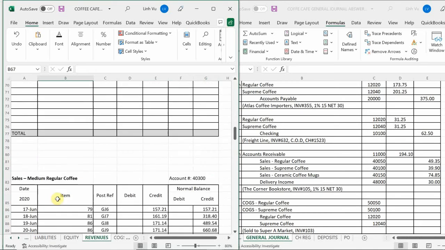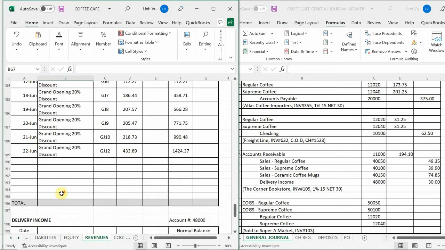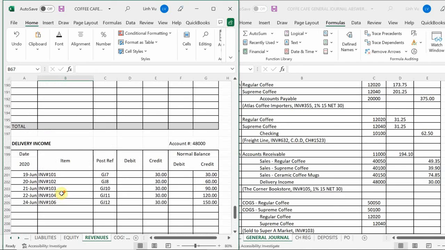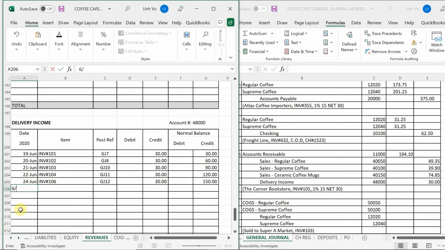And last but not least, I have some delivery income. Okay. So what's my total here? 180. Good.